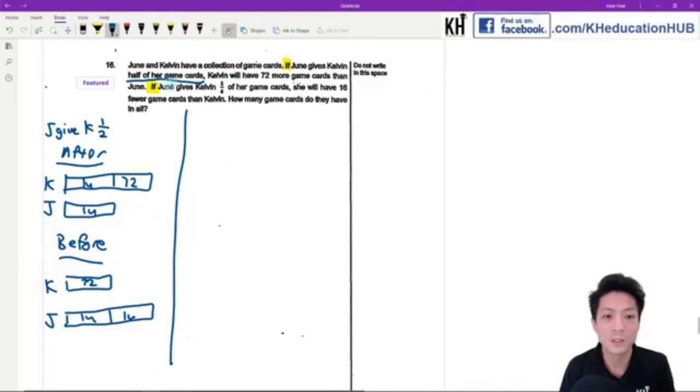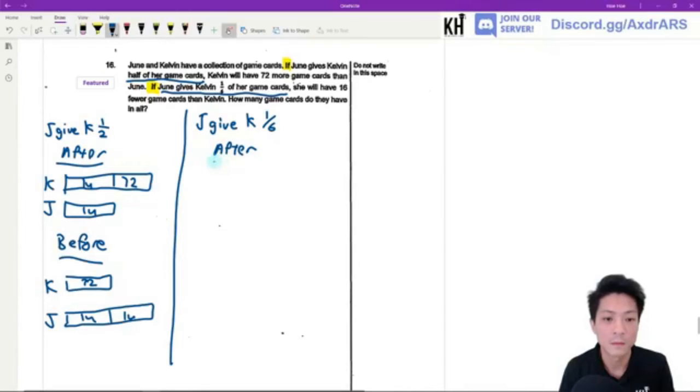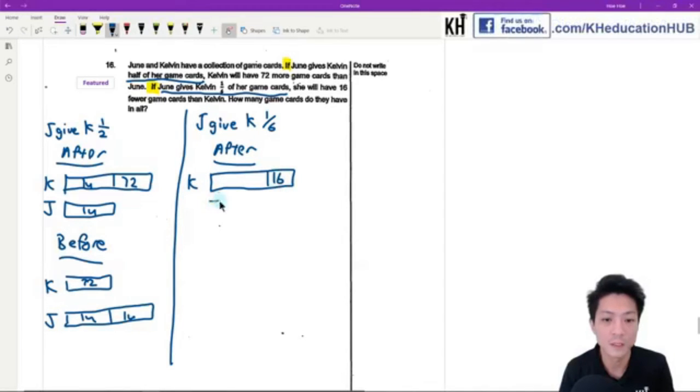For the next situation, if June gives Kelvin 1/6 of her game cards, she will have 16 fewer game cards than Kelvin. So in this case, J gives a 1/6. For the after model, K will have 16 more than J.